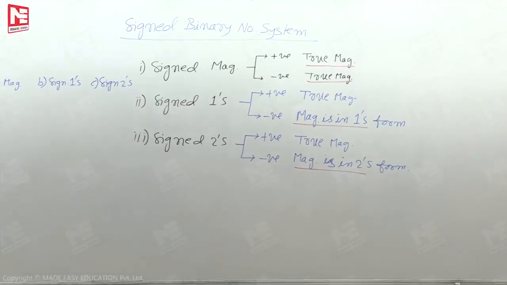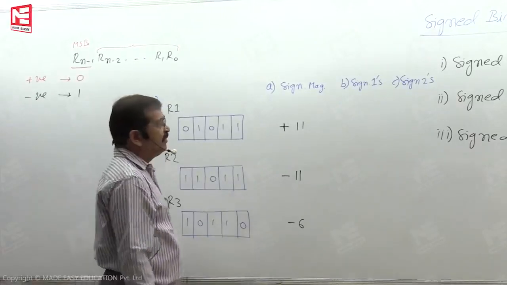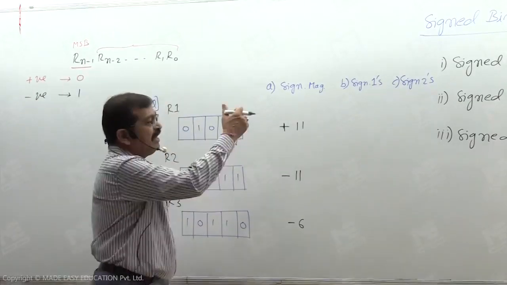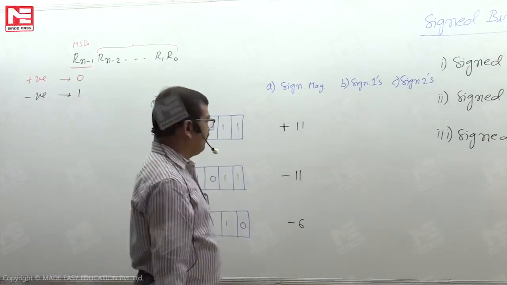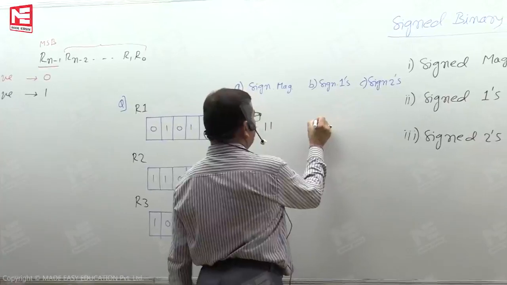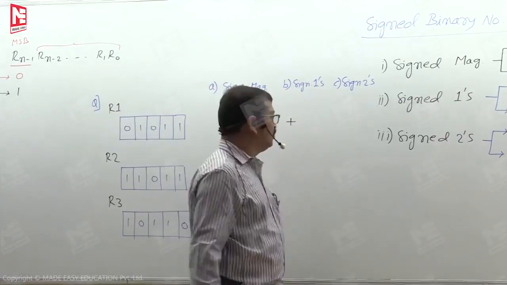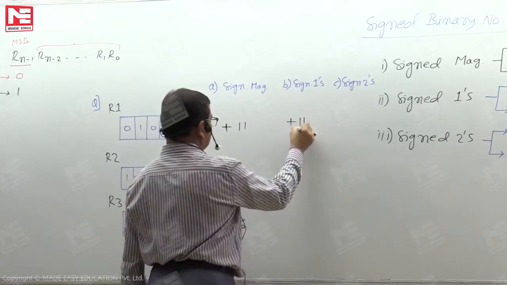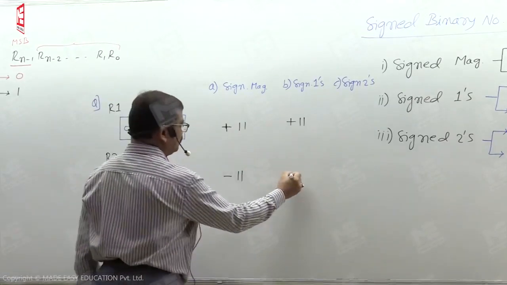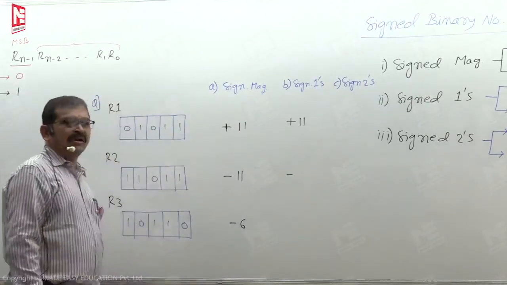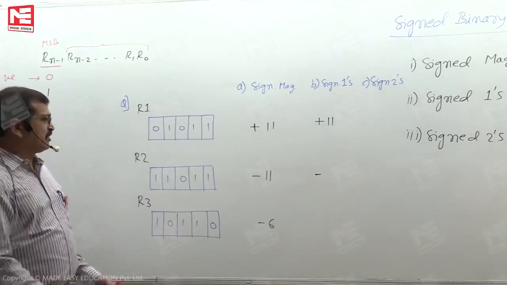These are the decimal equivalent values respectively from register R1 to R3, considering the stored data is in sign magnitude notation. Similarly, for sign 1's complement notation, register R1 data is a positive number. As far as the positive number is concerned, in all three notations it is the same true magnitude. So it is plus 11. For register R2, the number is negative, but the magnitude is not true magnitude. The magnitude is in 1's complement form.